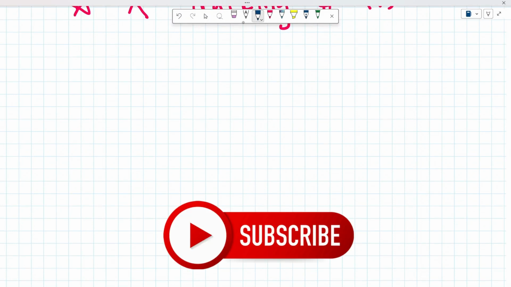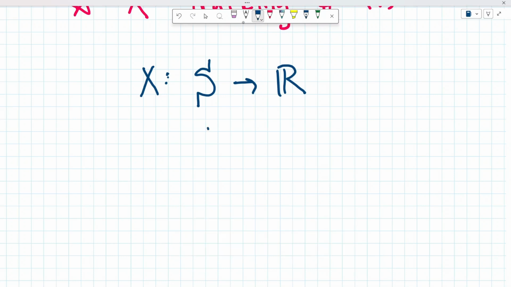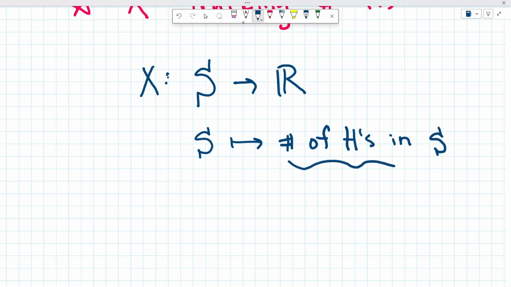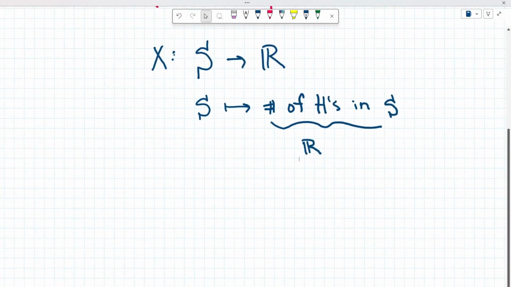So let's recall our formula. We know that our X is mapping everything from our sample space to the real line, and in this case we're going from our sample space to the number of H's in S. So this part over here, the number of H's, is going to be a real number. Like we saw, it could be 2, it could be 1, or it could be 0. So let's do it for our function in particular and see what we get.